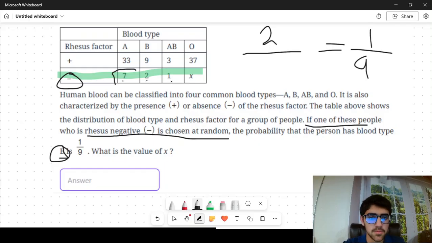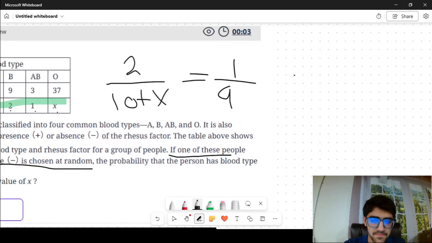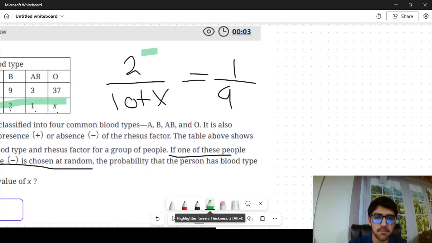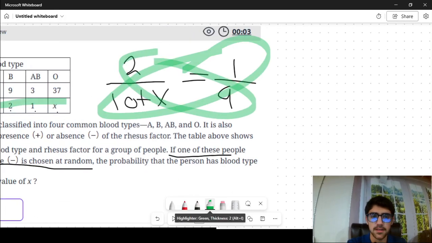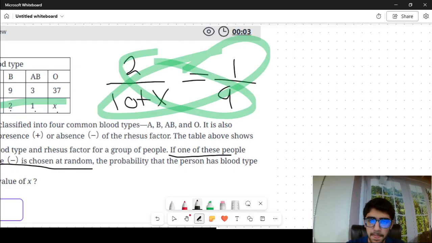So 7 plus 2 plus 1 plus x, so that is 10 plus x. And then from there, you can solve for x. You can either plug this into decimals and it'll give you the answer, or you can solve it by hand. So you can start by cross multiplying. So 2 times 9 is 18.